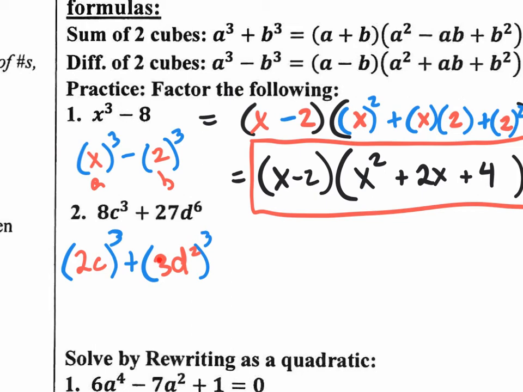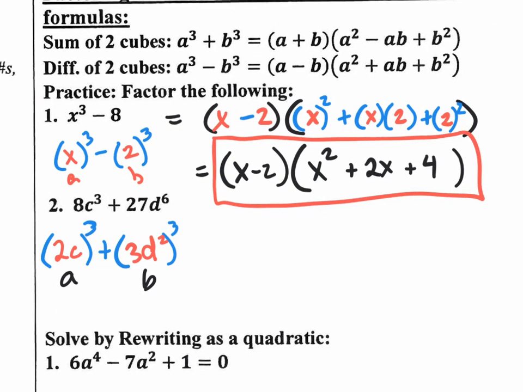Because 3 times 3 times 3 is 27, and d squared times d squared times d squared, or power to a power, you multiply them, you get d to the 6th. So that's a very important part, because that's how you identify what your a value is. Your a is 2c, and your b value is 3d squared. So now let's write our formula for the sum of two cubes. We know that both of these formulas are a binomial times a trinomial. And the first binomial is really simple. What's that first binomial going to be?